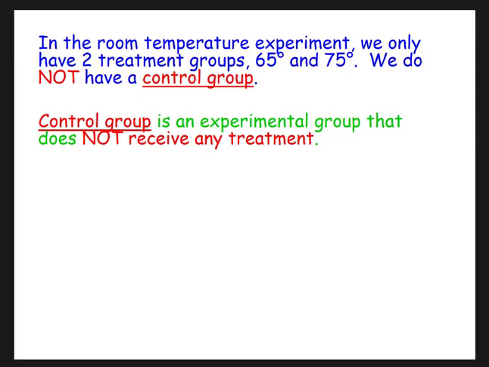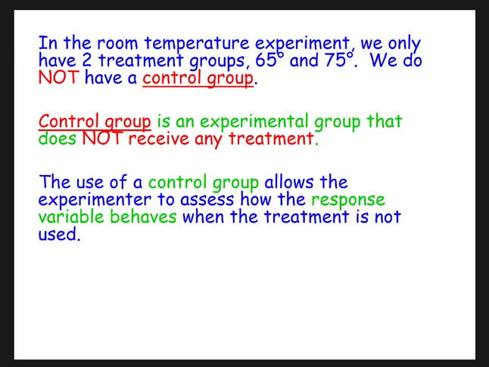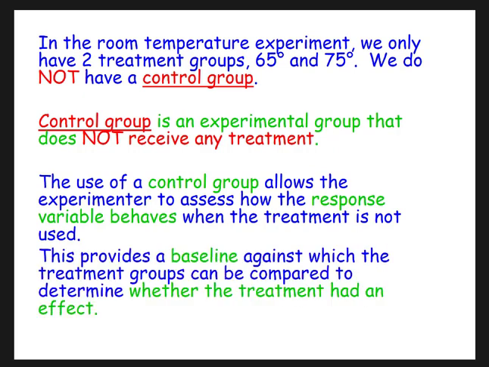We should have a group that's right in the middle at 70 degrees or whatever our standard thermostat setting is. The use of a control group allows the experimenter to assess how the response variable behaves when the treatment is not used. So maybe the ones tested at 65 score exactly the same as those tested at 70. The ones at 75 test lower. So then we could possibly conclude that lowering the temperature doesn't have much effect, but raising the temperature does decrease performance. The control group also provides a baseline in which to compare the other groups like we just saw.